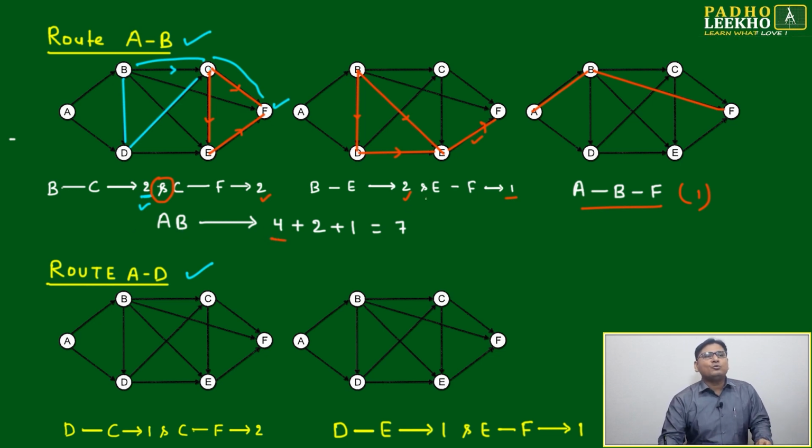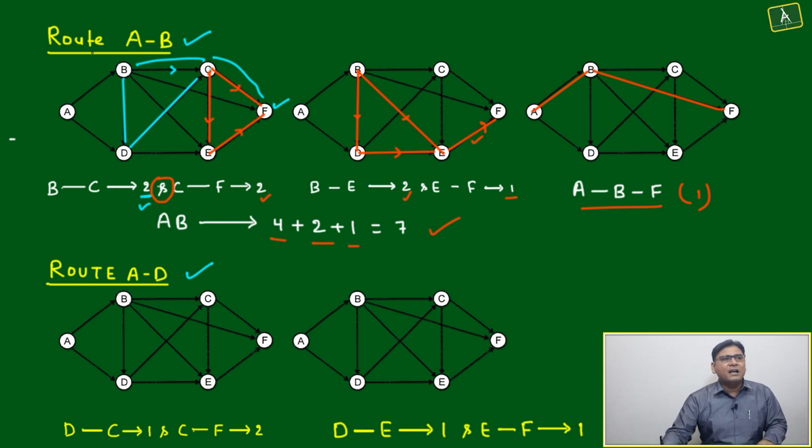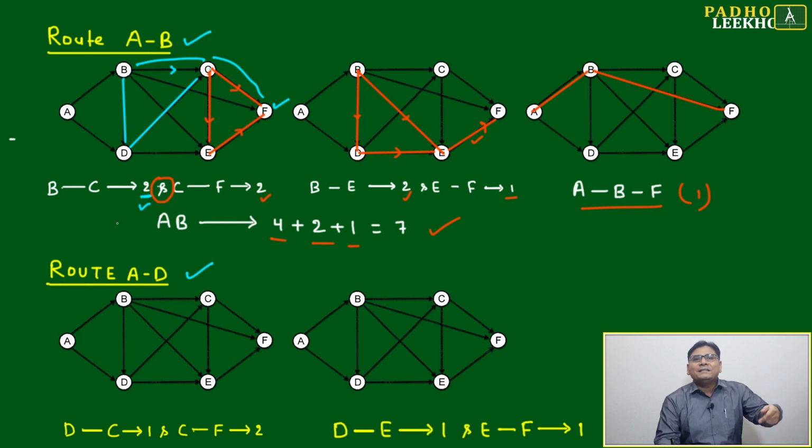So we multiply 2 into 2, that is 4. Here 2 into 1, 2 itself. Here only one route is there, 1. Means total 7 routes will be there once you are starting the route with AB.